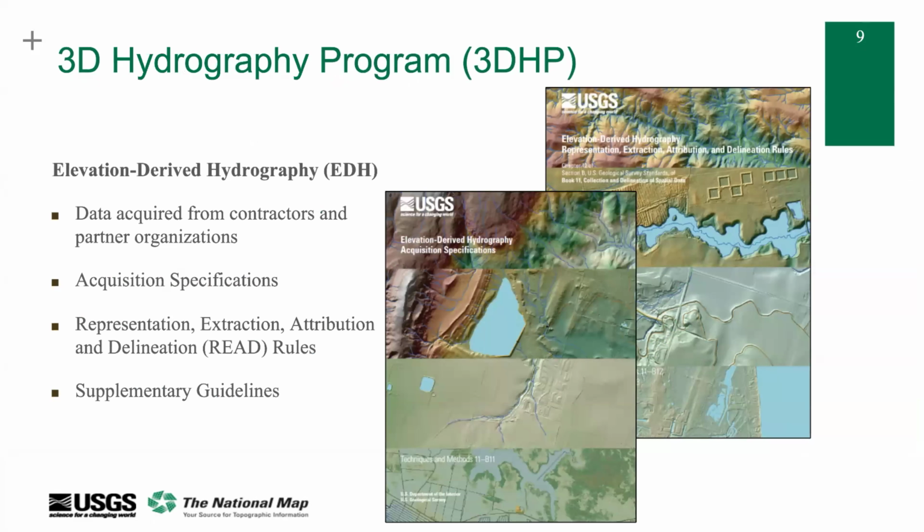For elevation-derived hydrography, this is the data that feeds the 3DHP program. This hydrography data, to be ingested into the 3DHP database, must meet the elevation-derived hydrography specifications, which are published in the EDH data acquisition specifications and the representation, extraction, attribution, and delineation rules. We also have a set of EDH guidelines that provide contractors producing the data with supplements and clarifications to the specifications. In this presentation, we'll focus on the specifications that define how surface flowline features must be integrated with the 3D Elevation Program elevation surfaces and how we validate the incoming data to meet these specifications.